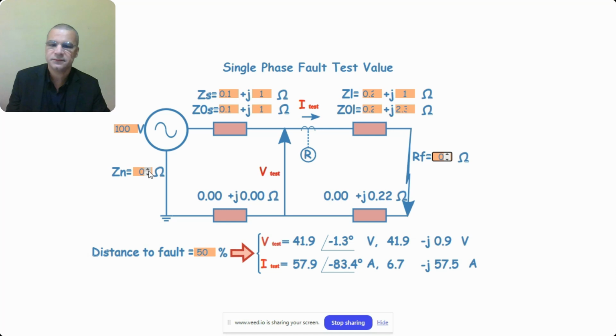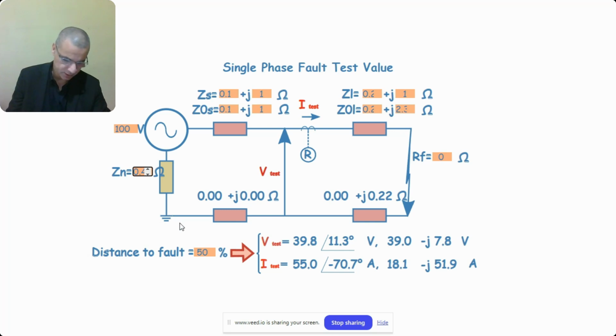On the other hand, if you increase the Zn, which corresponds to the impedance to the ground for the generator here, conversely, the current still decreases, but the voltage at the relay location would actually decrease. So I think you can make use of this to quickly inject and see how the relay behaves and check the accuracy of your fault location within the numerical relay.